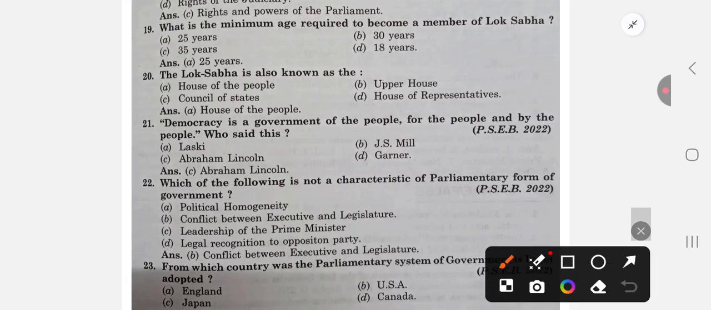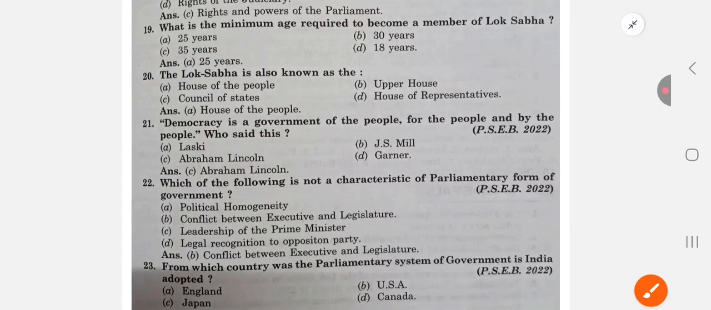The Lok Sabha is also known as the House of the People. The answer is A, House of the People. Democracy is the government of the people, for the people, and by the people. Who said it? It was Abraham Lincoln, the great American President Abraham Lincoln.